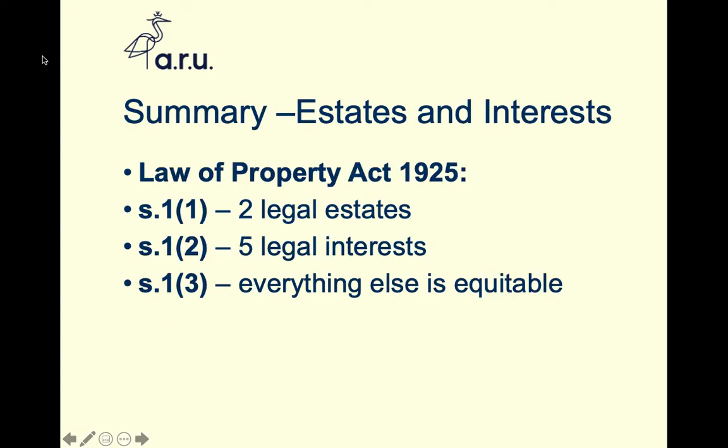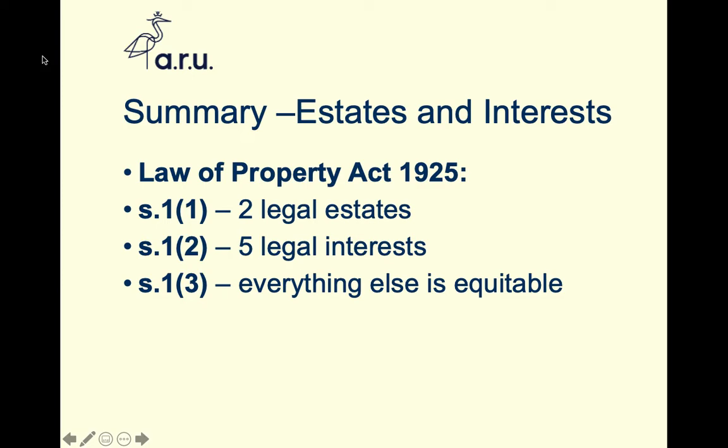So just to recap, already we've looked at the fact that the Law of Property Act section 1 sets out for us the fact that under 1.1 there are two forms of legal estate: the fee simple absolute in possession and the term of years absolute. So the freehold ownership of the land and a tenancy would both be capable of being legal estates.